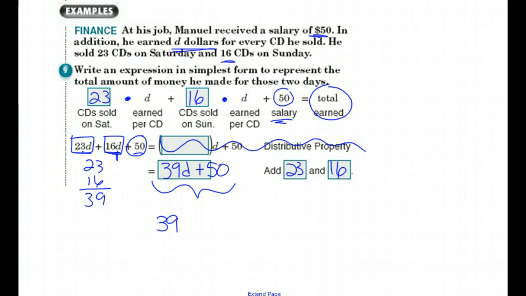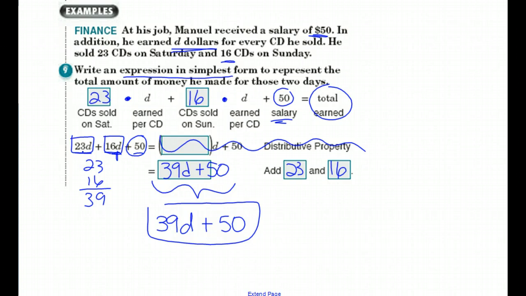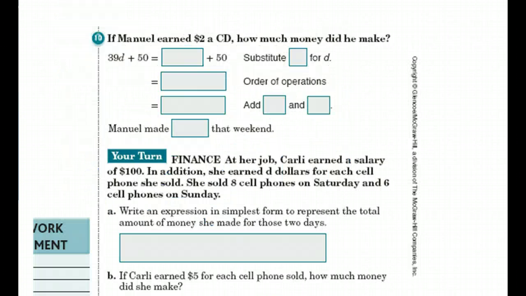Because he sold 39 CDs, we're going to times that by the dollar amount he makes per CD, which we don't know yet. And we're going to add to that his salary of $50. So that's our expression, because that's what we had. It says write an expression in simplest form, and that's what we've done. Now we're going to evaluate our expression. So it says if Manuel earned $2 a CD, how much money did he make? We want to substitute $2 in for D. So instead of this D going here, we're going to substitute in a 2, meaning $2 per CD.